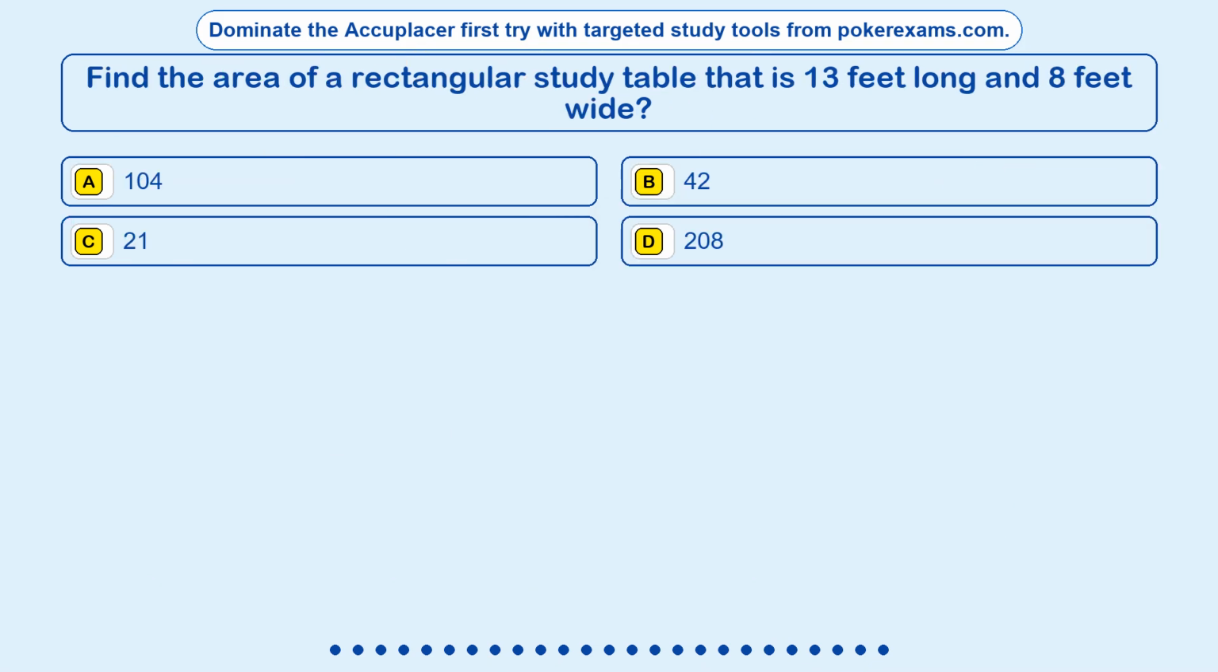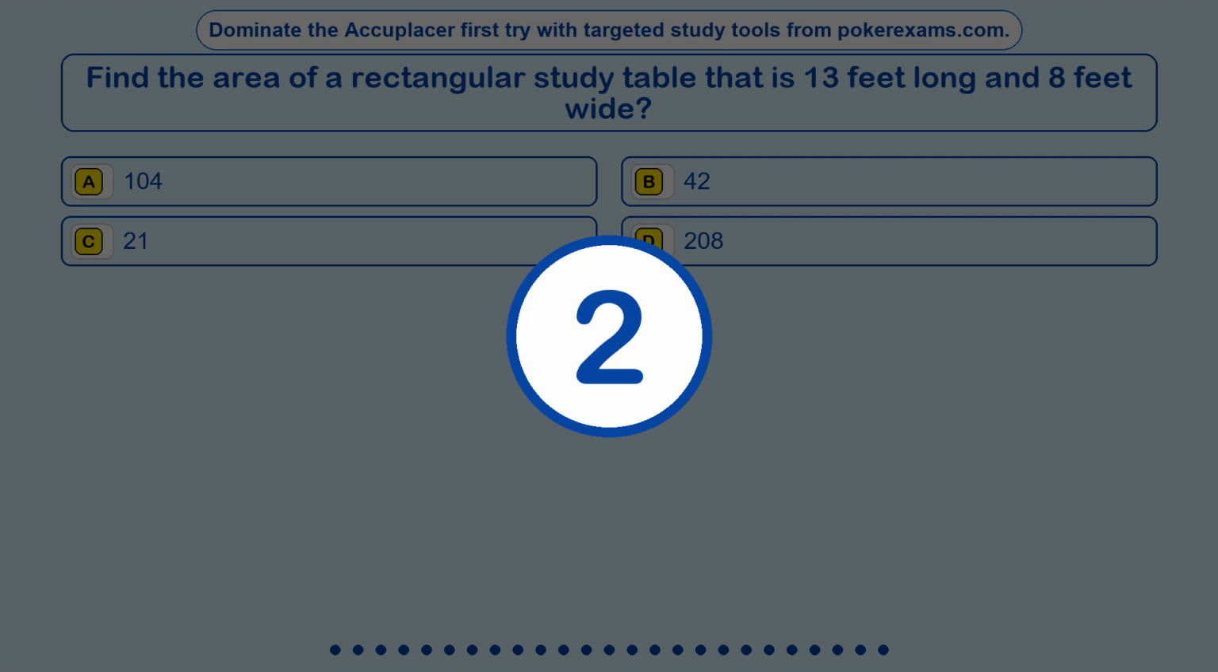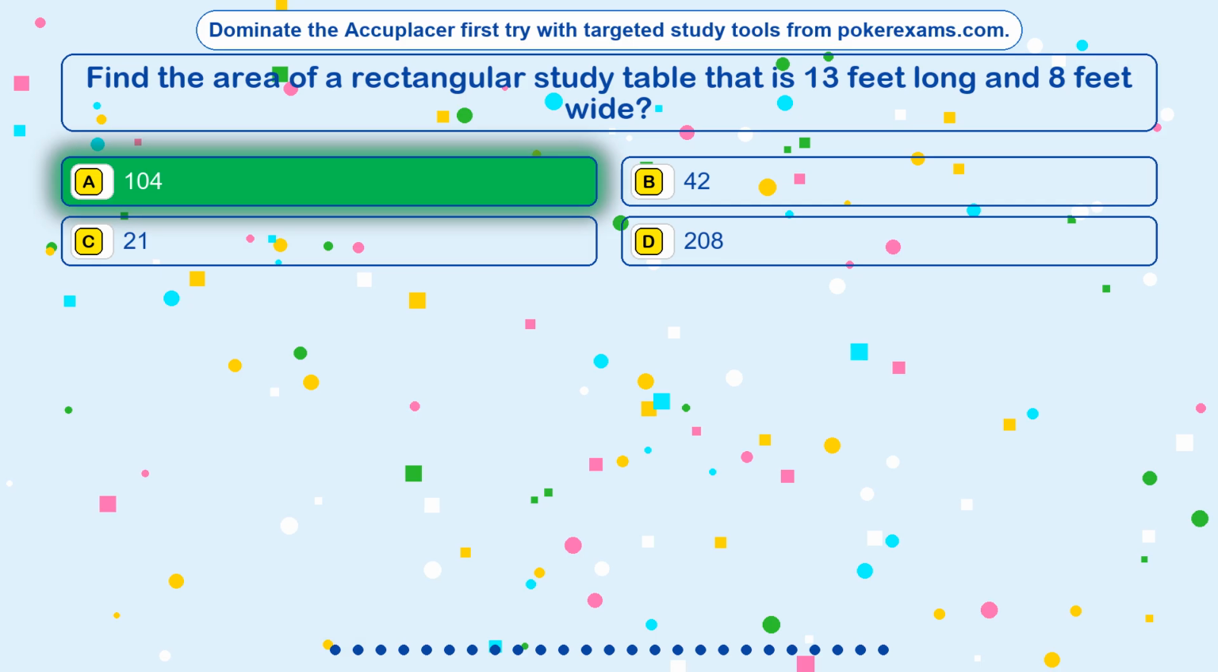Question 12. Find the area of a rectangular study table that is 13 feet long and 8 feet wide. Option A, 104. Option B, 42. Option C, 21. Option D, 208. The correct answer is option A, 104.